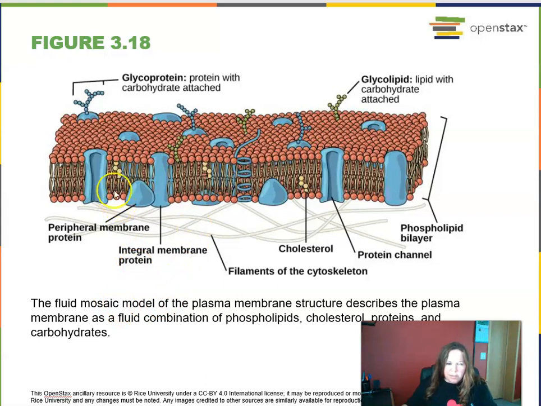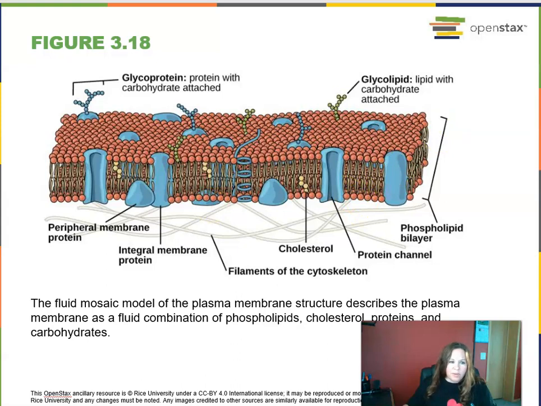Then finally, I'll also mention these little yellow things that you see every now and then, kind of in the center of the lipid bilayer. That's cholesterol, which helps with the flexibility of the cell membrane. Organisms that live in a colder environment tend to have more cholesterol in their cell membranes than those in a warmer environment. So all of these together make up what's called the fluid mosaic model of the plasma membrane, describing it as a fluid combination of these different substances: the phospholipids, which are the main component, cholesterol, proteins, and carbohydrates.